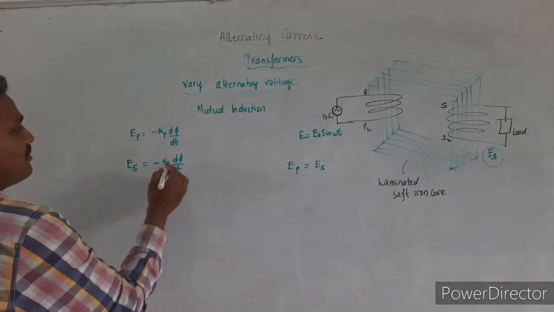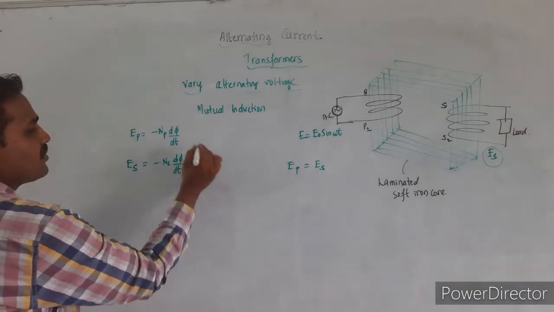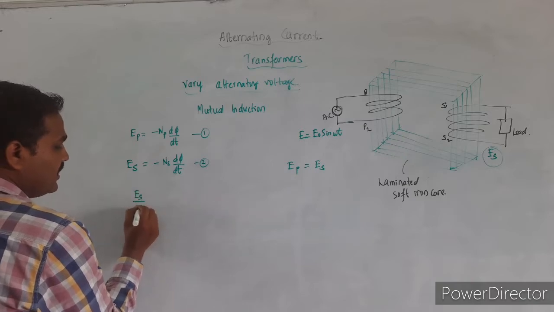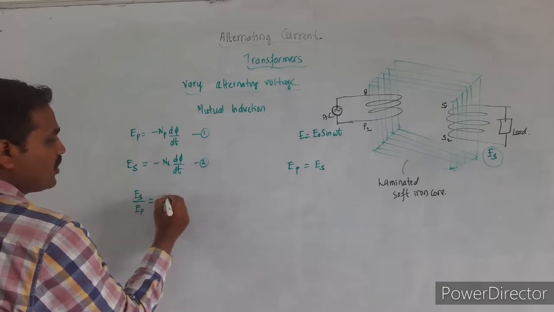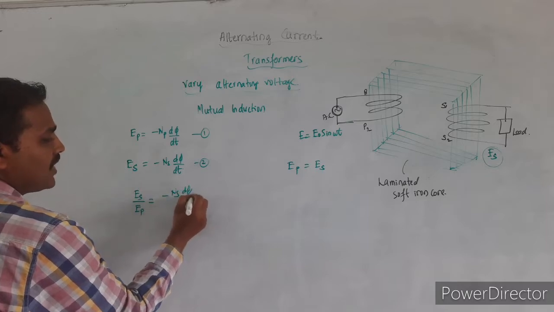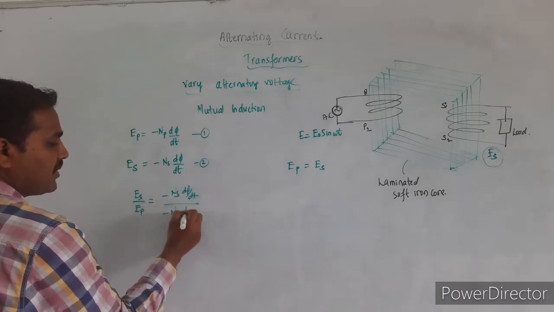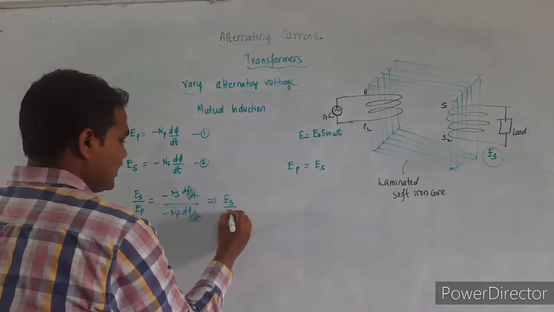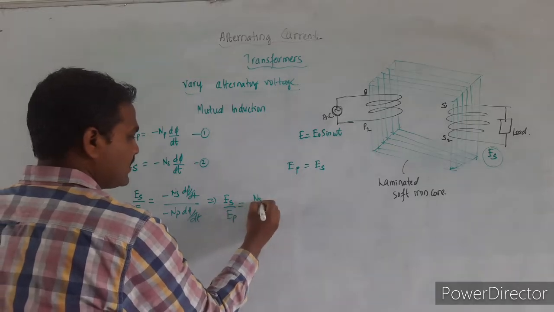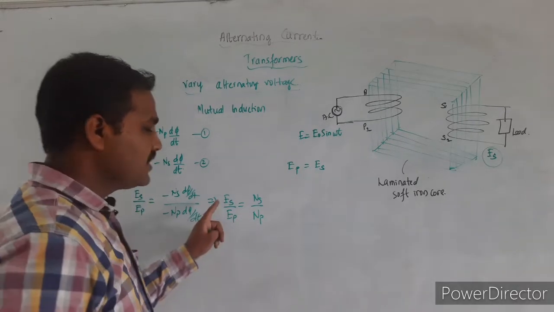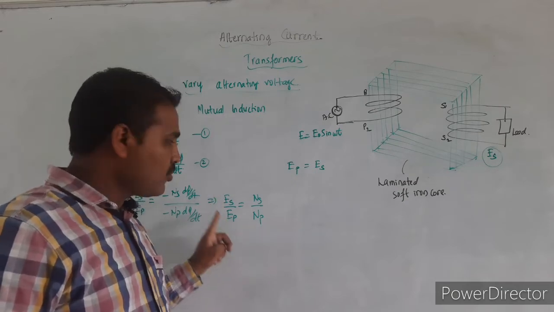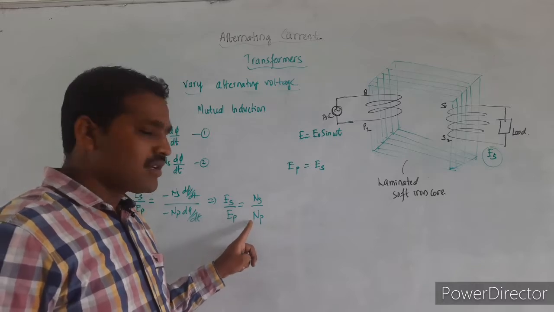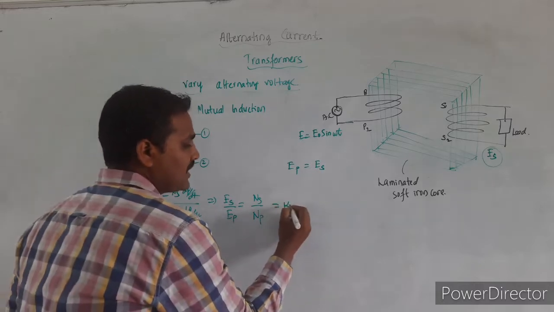By dividing equation 2 by equation 1, I can write Es divided by Ep. Es by Ep is equal to what? Minus Ns into d phi by dt divided by minus Np into d phi by dt. So I will remain with Es divided by Ep equal to Ns divided by Np. This ratio of the output EMF and input EMF, or the ratio of the number of turns in the secondary coil and the number of turns in the primary coil, is equal to K.